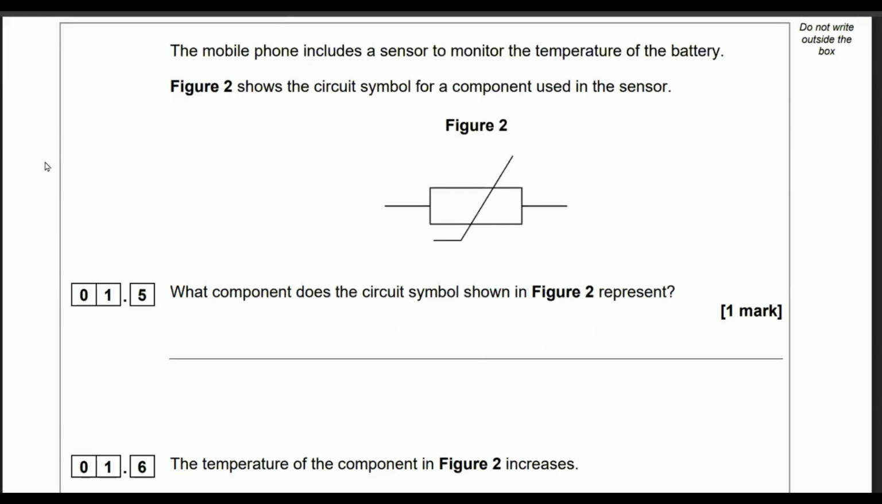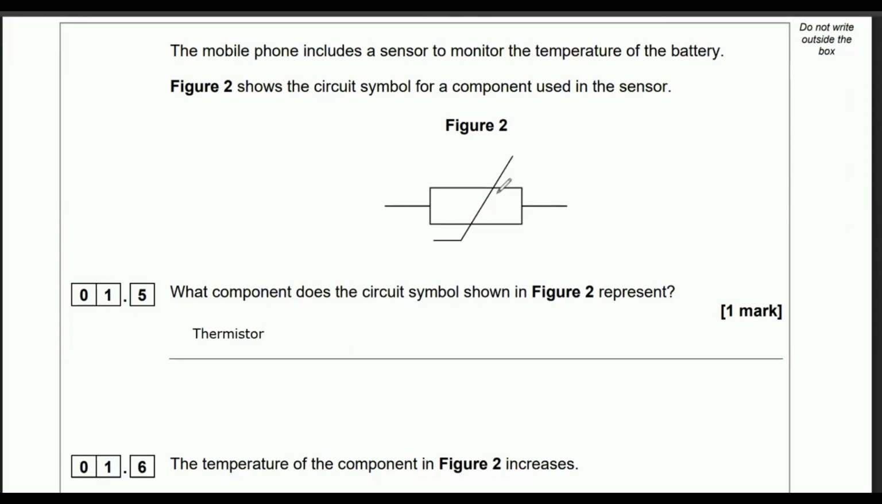Okay, the mobile phone includes a sensor to monitor the temperature of the battery. Figure 2 shows the circuit symbol for a component used in the sensor. Why don't you pause the video and have a go? See if you can answer what sensor is that. Okay, so this is the symbol for a thermistor, and you need to know the symbol for lots of different circuit symbols. So make sure you revise those. They're nice and easy to put in a revision guide. You can find them in any textbook.